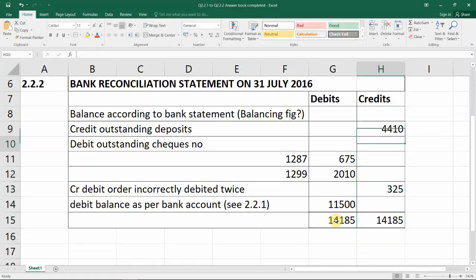So the difference between 14,185, 4410 and 325 will therefore be the balance according to the bank statement on the credit side. So it's 14185 minus 4410 minus 325 gives us 9450 Rand.